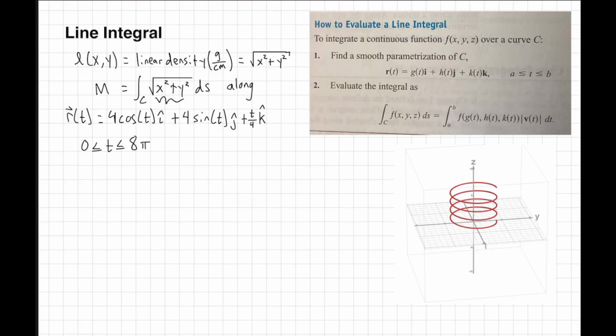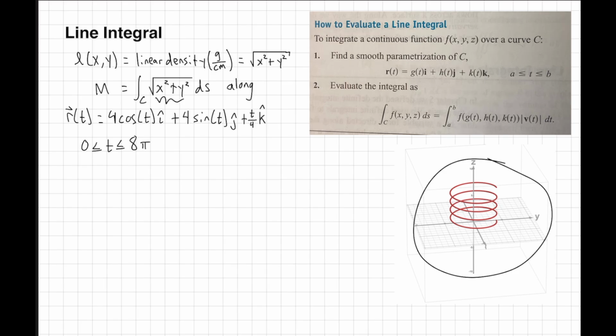So the contour here is going to be 4 cosine of t in the i hat direction, 4 sine of t in the j hat direction, and t over 4 in the k hat direction. Over here in the corner, I've highlighted exactly the curve that this traces. It's a nice slinky, and it goes from t equals 0 to t equals 8 pi.